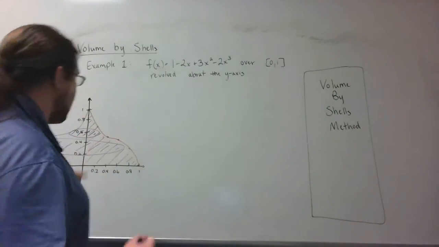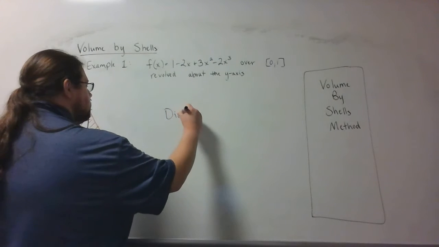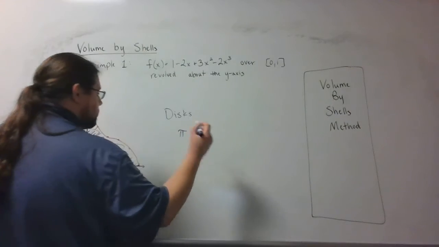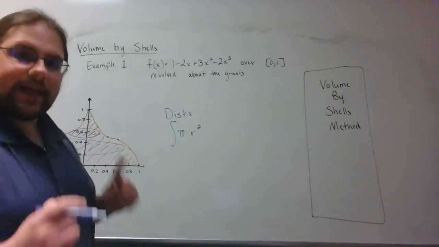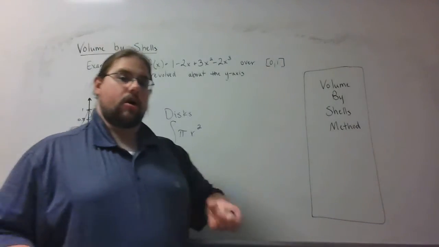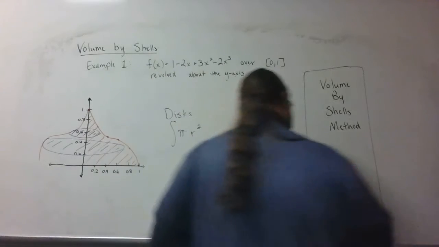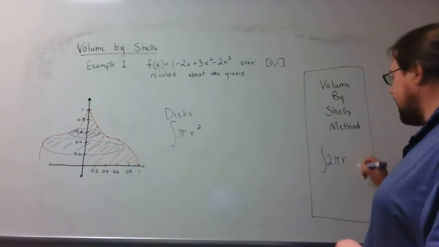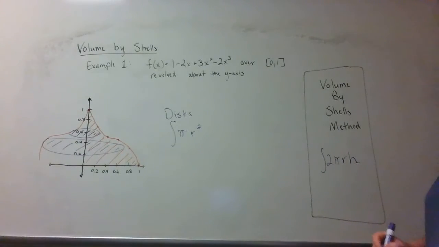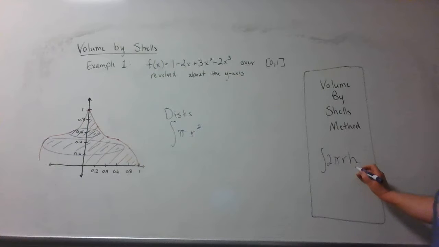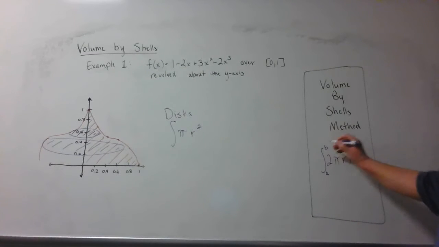And so here's the thing. If I were to do disks, the formula that I would be using would essentially be pi times the radius squared, and I would integrate that. Here's the thing: that's circular. Notice my disks. Again, we're talking cylindrical shells, so the method I'm going to use now is to integrate 2 pi times the radius times the height. This actually is the volume of a cylinder formula. And what I'm going to do in this case, again, is try to write this in terms of x's or y's and integrate over some bounds.